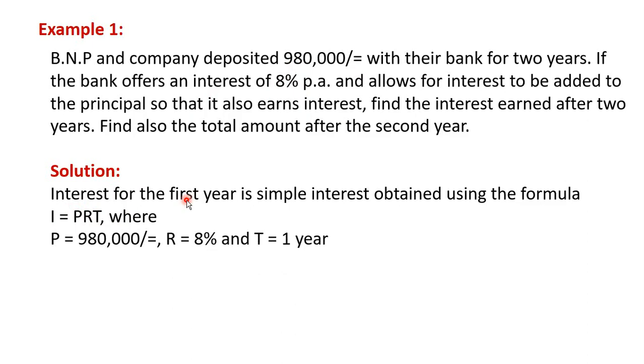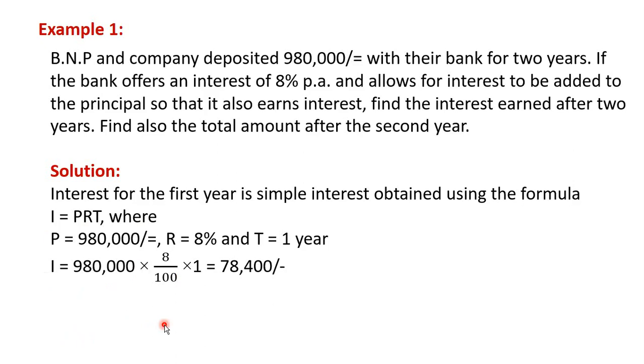But we know that the principal in this case is 980,000 shillings. The rate is 8%, and the time we are considering is the first year, and that is 1 year. So we need to get the interest for that specific year, and if we substitute, we are going to have an interest of 78,400 shillings. So that's going to be the interest for that first year.